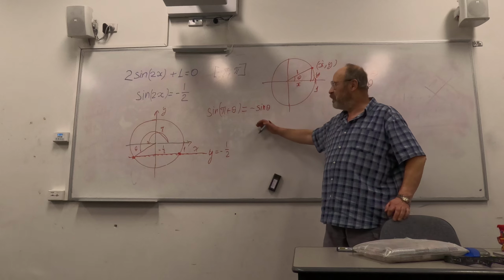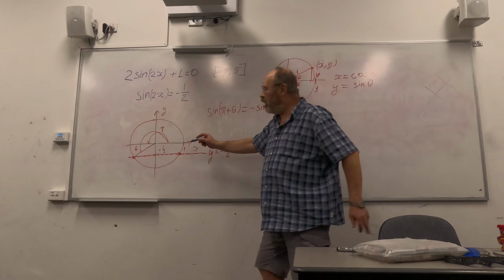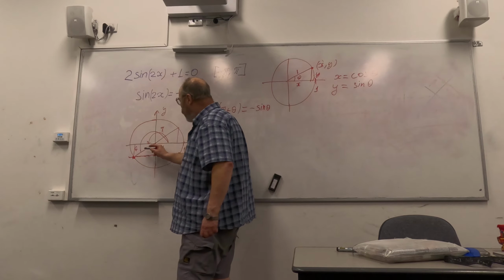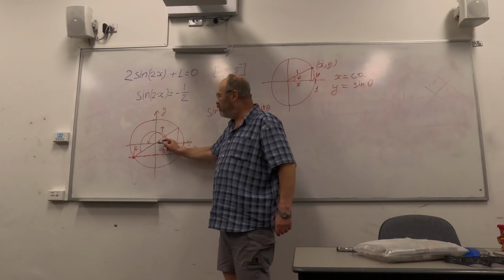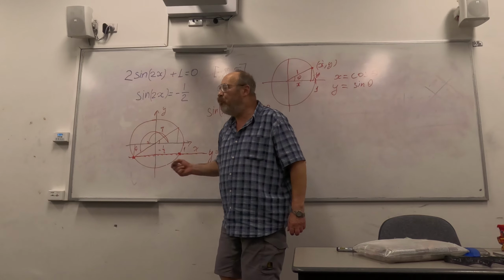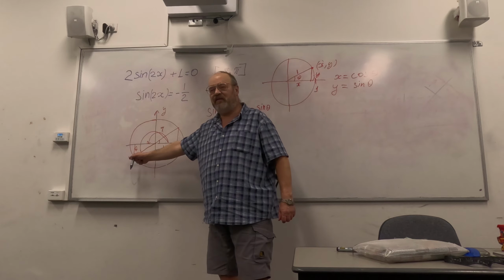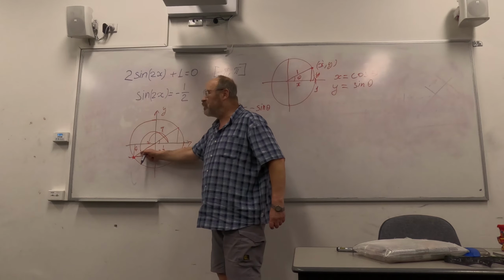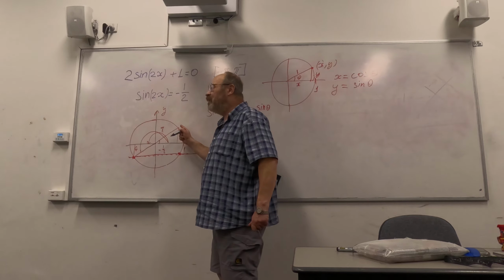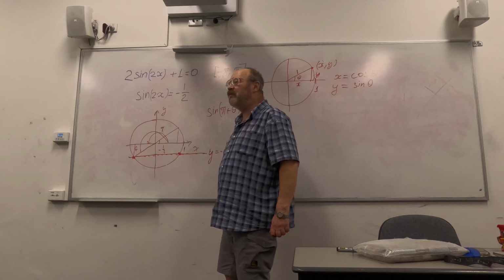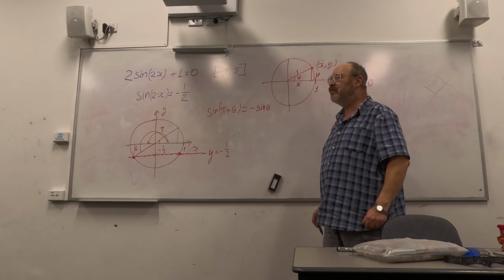Because this triangle is exactly congruent to this triangle, this angle theta and this side are exactly equal. But the y coordinate is negative. So we have sine of pi plus theta equals negative, because y here is negative, the same y but negative, and this y is sine theta. Because you're rotating one this way, and the other one the other way.